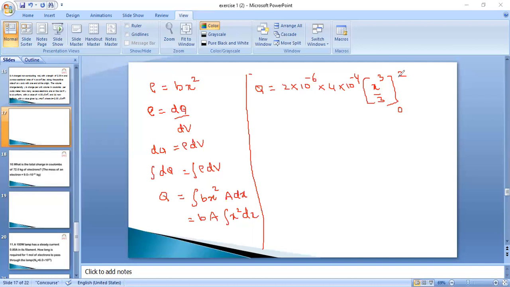Okay. Now, 2 into 4, 8 into 10 power minus 10. Of course, by 3 you can write here. And in place of x, if you substitute upper and lower limits, you will get 2 cube minus 0, that is 8 only. This is equal to 64 by 3 into 10 power minus 10. So this is the total charge.